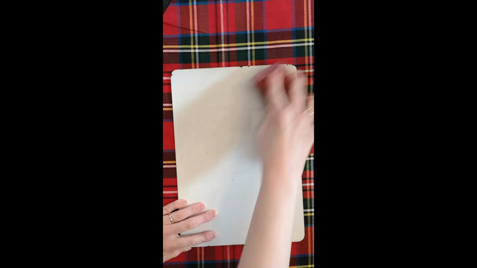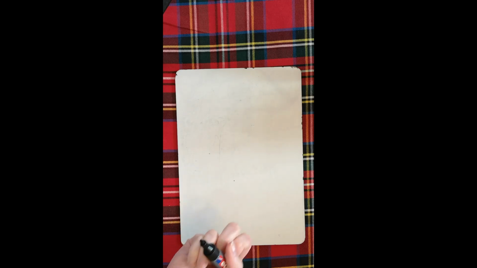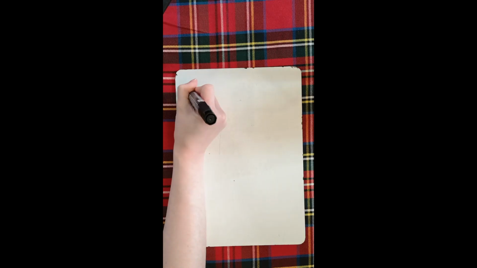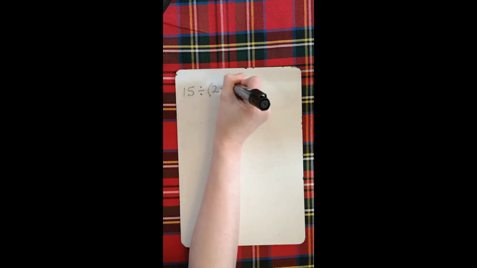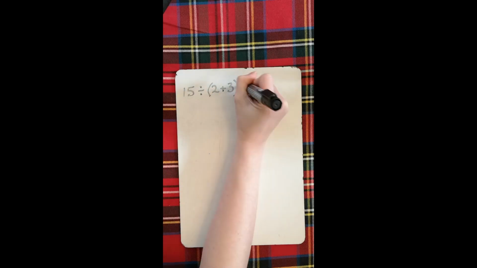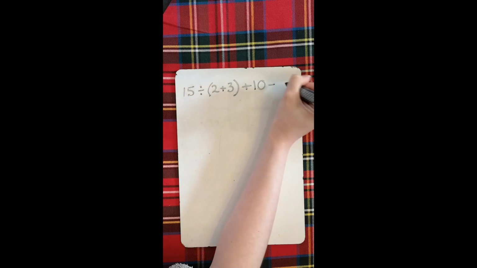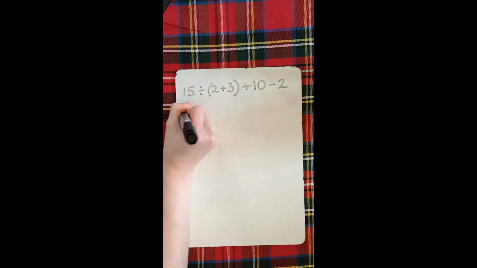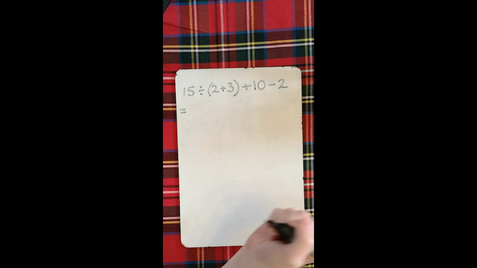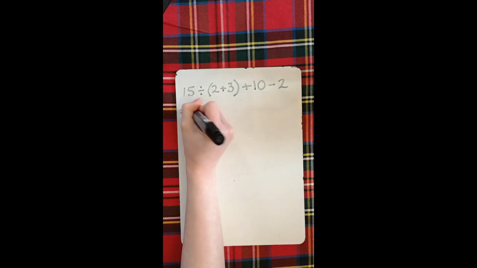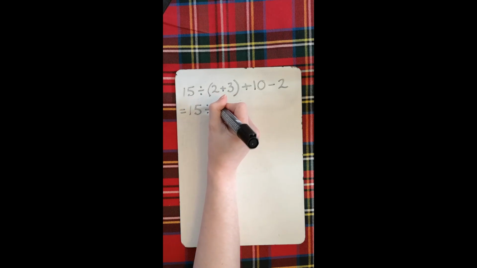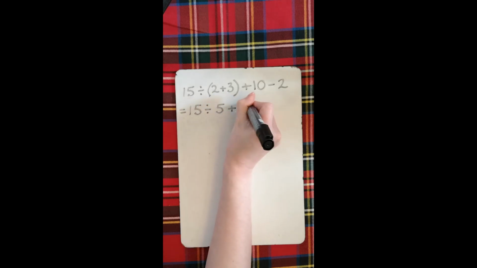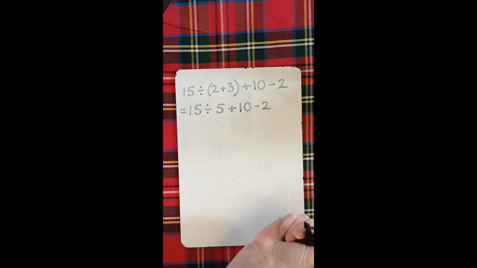I'm going to do one more example today, which is going to be a little bit tricky. So let's have a look. We are going to do 15 divided by, in brackets, 2 plus 3, close the brackets, add 10, take away 2. Okay, first letter of BODMAS, our B, our brackets. We will solve those. Everything else is going to stay in the same place. So 15 divided by 2 plus 3 is 5. Then we're just going to leave our plus 10 and our take away 2 in the same place.